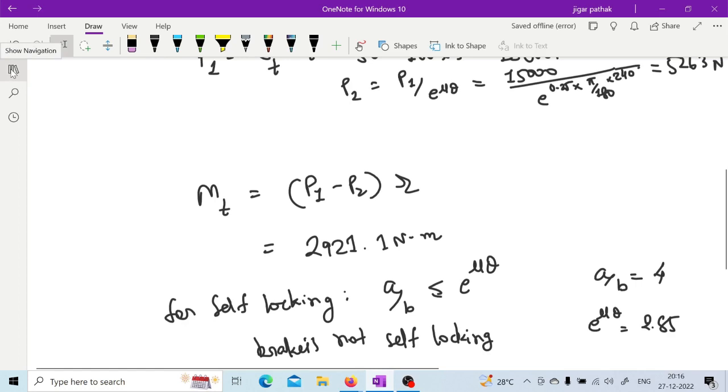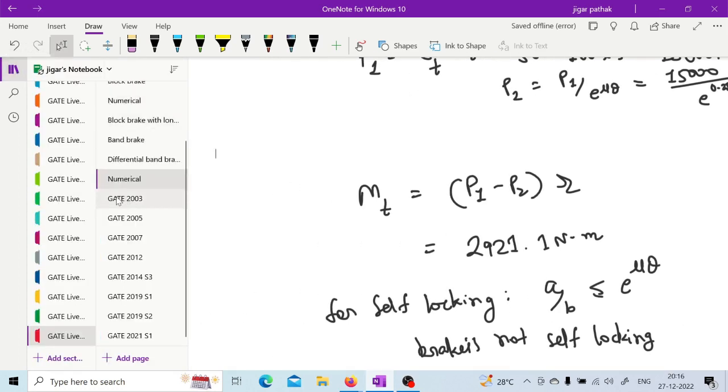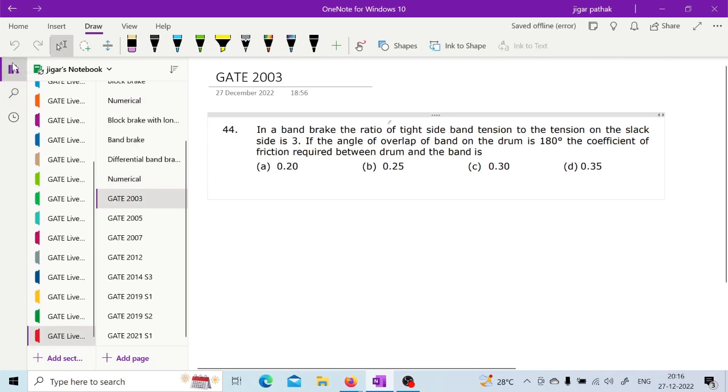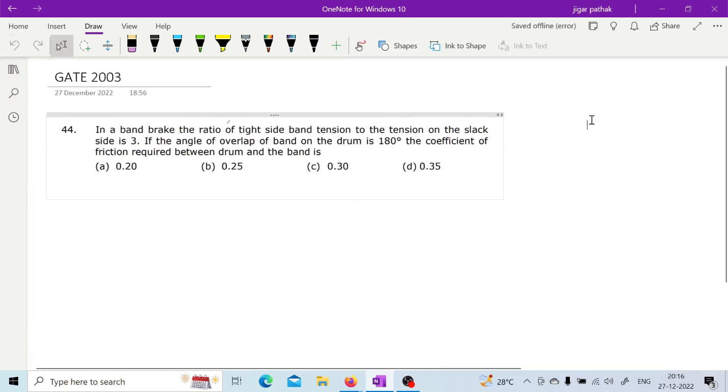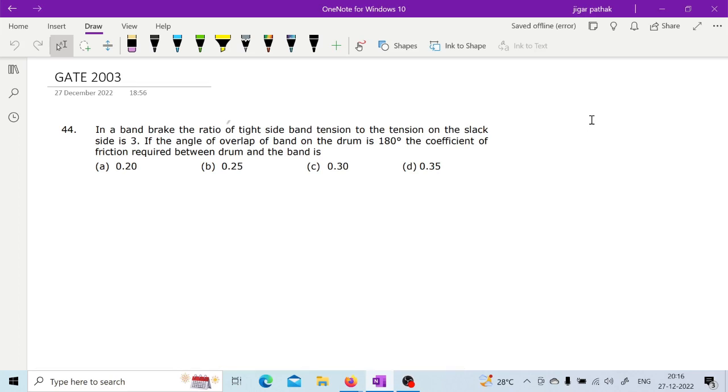So up to here it is clear? Yes, sir. So if we go for the next one, then let us see some of the questions from GATE. In a band brake, the ratio of the tight side tension to the slack side tension is 3, P1 by P2 is 3, and the angle of wrap on the band drum is 180. So whatever angle you have, you need to convert it into radian, so pi by 180. Now, you need to calculate the coefficient of friction between the drum and the band. So it can be done, right.